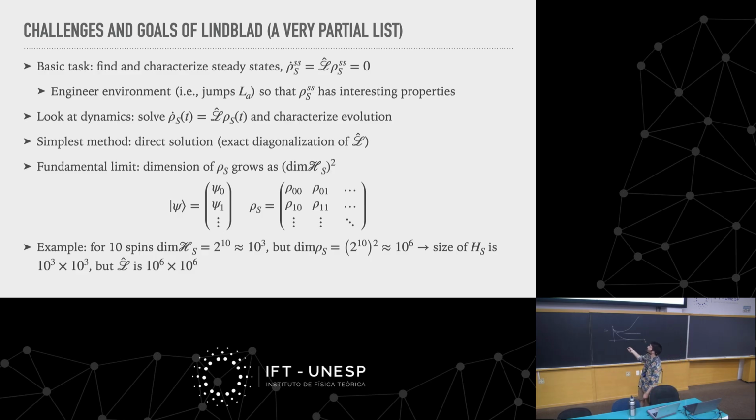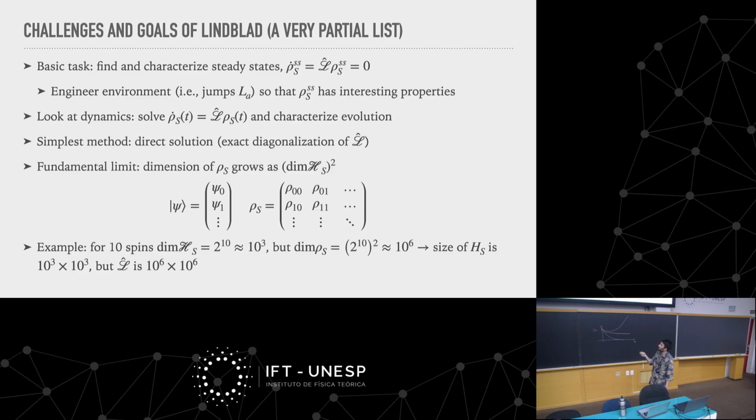So if the number of elements here is d, the dimension of the Hilbert space, the number of elements here is d squared. It's a little bit lower than that. There are relationships, and not all the elements are independent, but the scaling is as d squared. And this puts severe constraints.